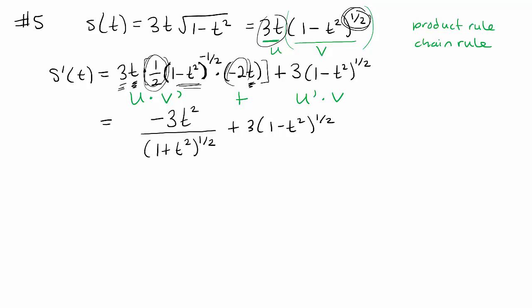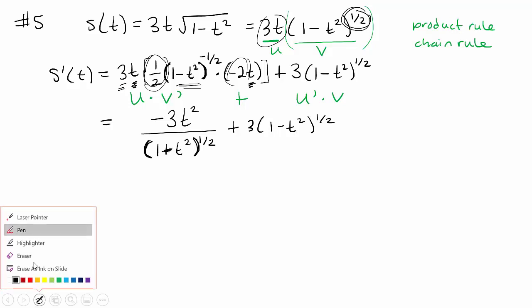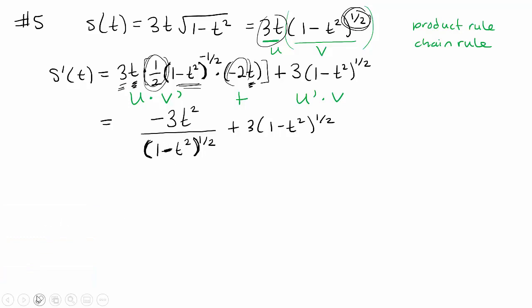Now, you see how in the parentheses you have the 1 plus t squared? Oh, that should be a negative, right? That's a minus. Let me fix that. Okay. So I have a 1 minus t squared, and then over here I have the same parentheses, the 1 minus t squared. I have two terms. I'm going to go ahead and rewrite this so that I can put these two terms together.